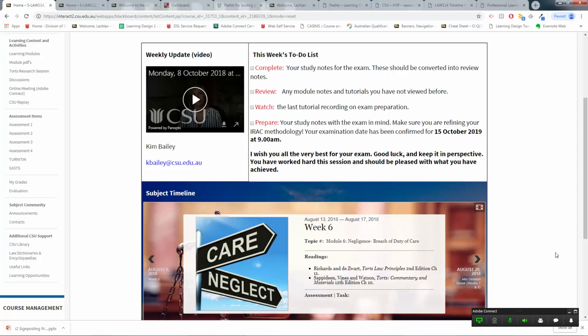The other thing that is important is give clear directions, because although you know exactly where everything is in your subject site, the student won't necessarily, particularly first year students. Using that Panopto tool and the weekly update to say, check out the resources here, there and everywhere is really important.